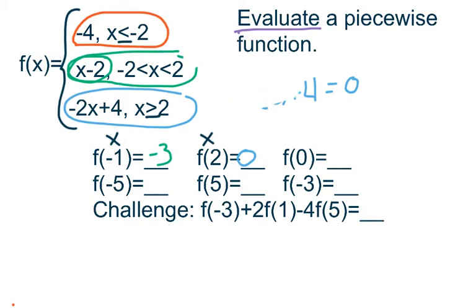Okay? And then the next one, we have f of 0. So once again, they're telling us that x is 0, and we've got to figure out, does 0 fall into the red, the green, or the blue, looking at the restricted domains. So 0 is between -2 and 2, so it's going to go into that function. I'm going to replace x with 0, and so 0 minus 2 is -2.